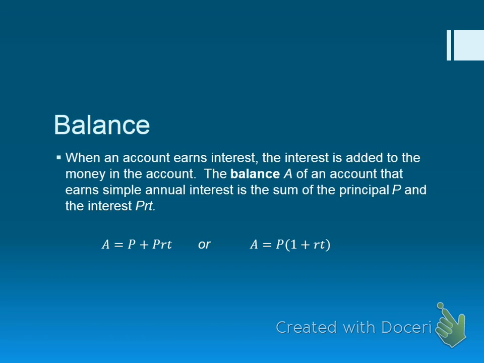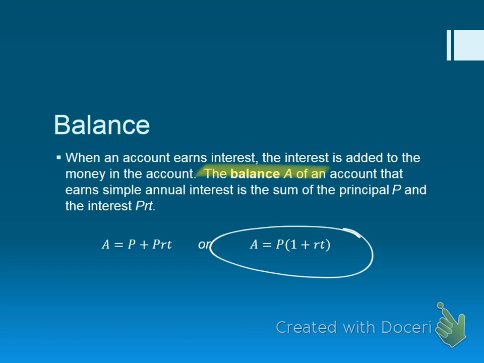I cannot use I equals PRT because that problem gave me balance. And balance is basically displayed in a formula with the variable A. So if the problem gives me balance, instead of solving for interest or giving me interest, I use the formula A equals P times 1 plus RT. Write it down. P times 1 plus RT. So there are two formulas for simple interest that you have to know. We're going to come back to that problem in just a sec.